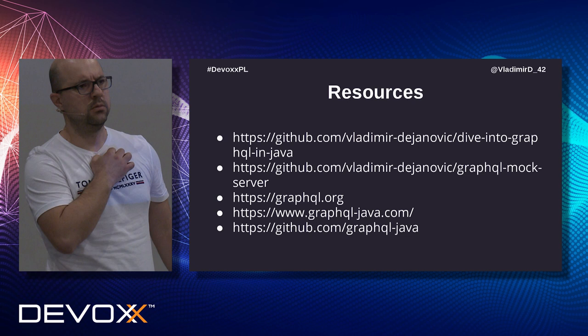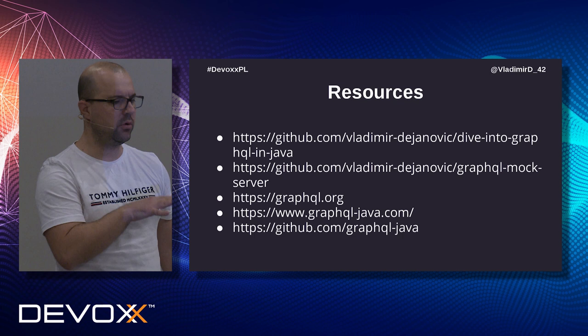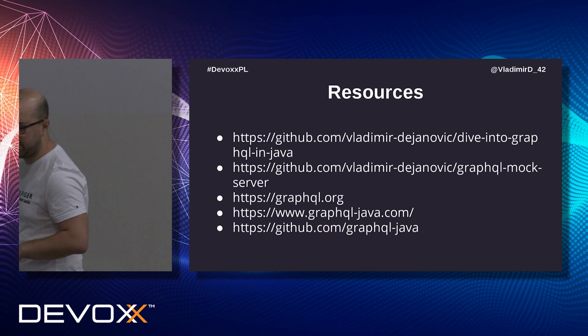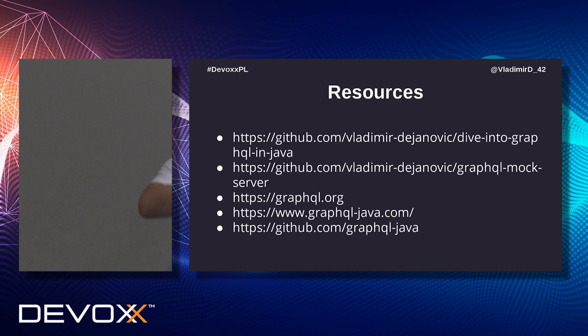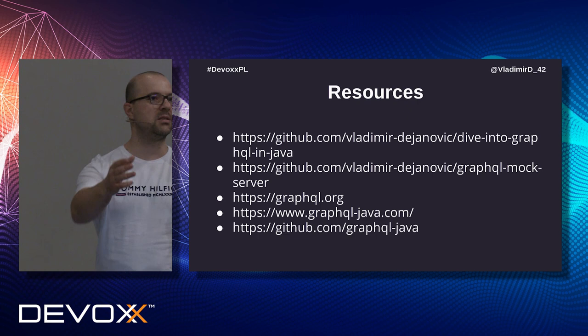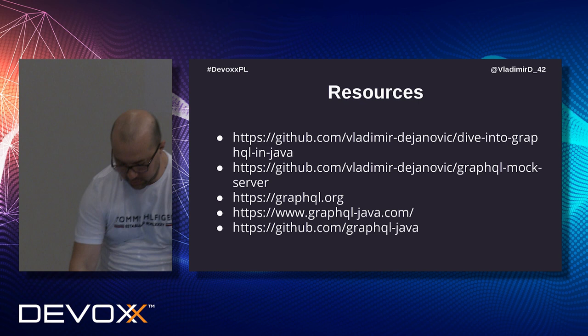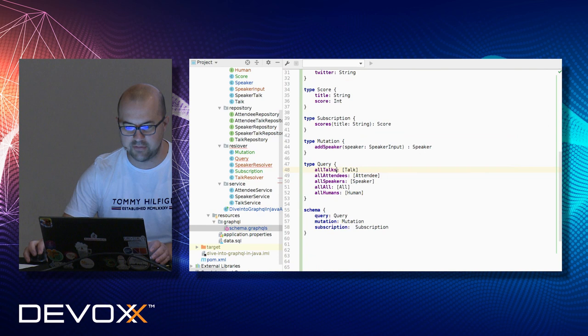I'm not sure I follow you completely. If I understood you correctly, what you said is, we have queries, and we have a one-to-one mapping to the Java code. So if we would want a complex query, like, I want not all talks, but talks that, let's say, start with the letter T and have a score bigger than that, then what we would need to do is, if I go back here, take all talks and pass the parameters.